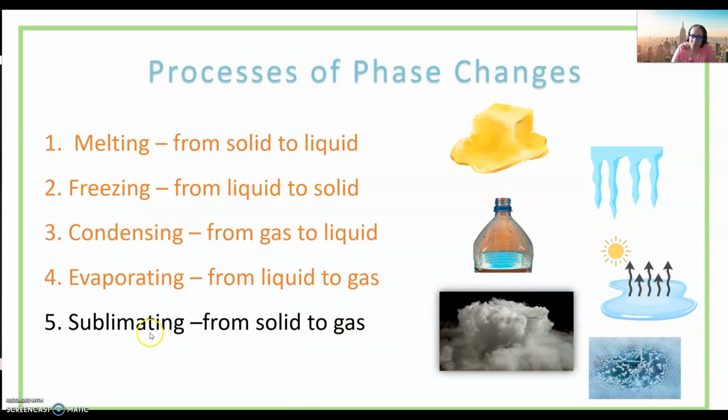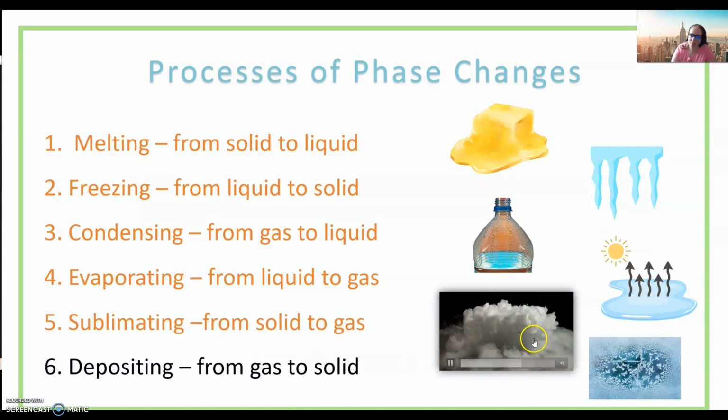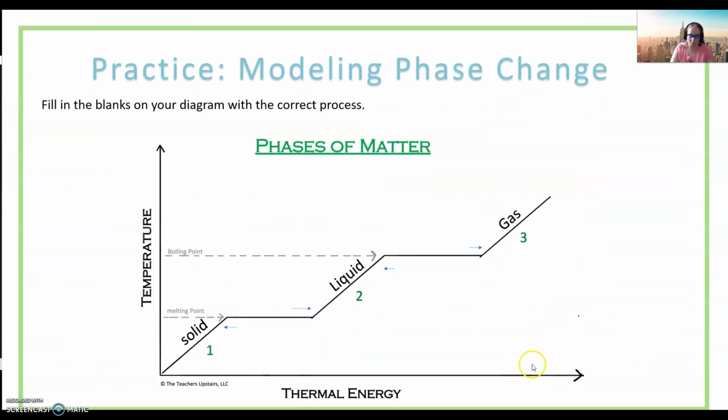The next one is sublimating. So sublimating is going from a solid to a gas like dry ice does. And then you have depositing from a gas to a solid. So that would be when it kind of drops out of the air and becomes a solid.